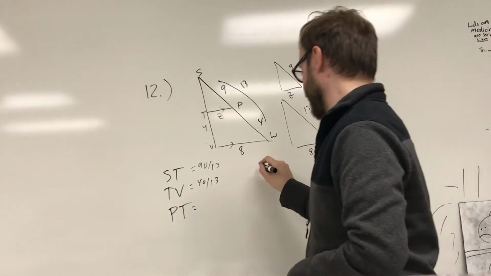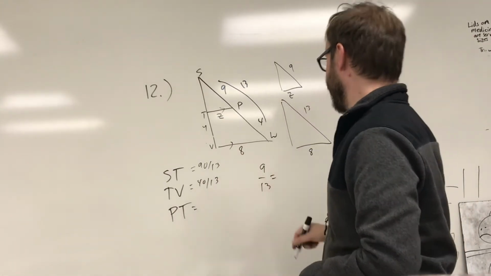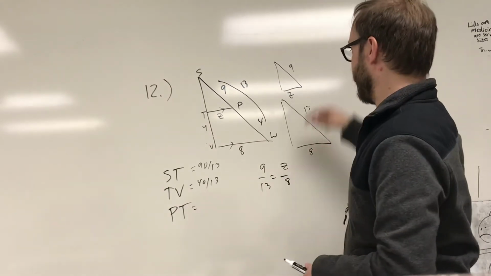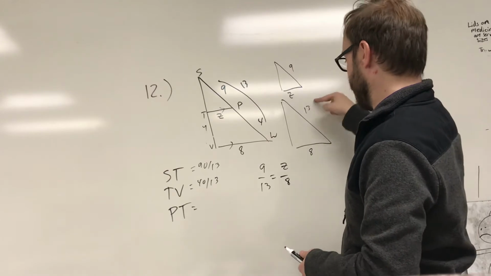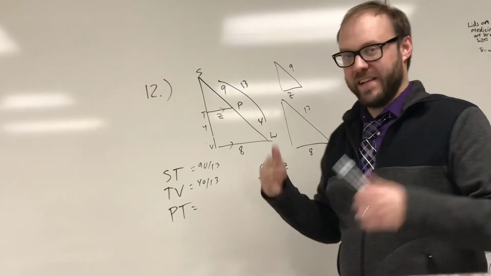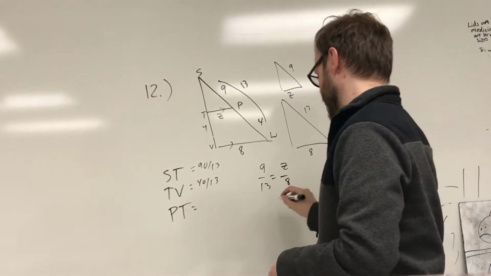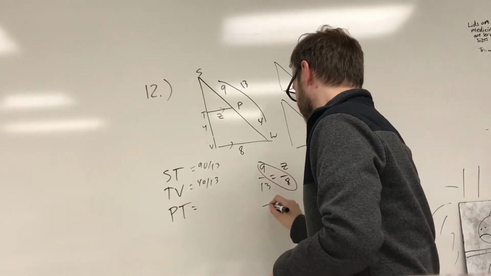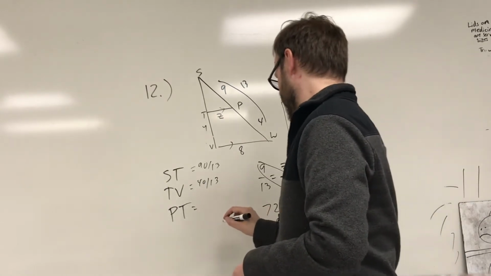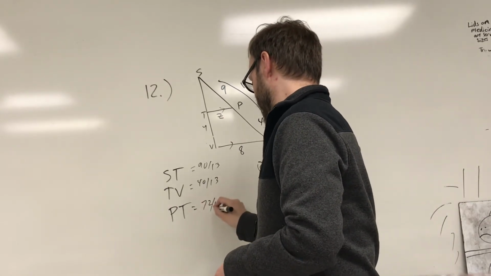Small to large, for example, 9 to 13 is equal to Z to 8. Okay? Or you could do 9 over Z is equal to 13 over 8. 8 over 13 is equal to Z over 9. Lots of different possibilities that will all give you the same thing. Anyway, when you cross multiply here, you get 72 is equal to 13Z. So Z is going to be 72/13ths.